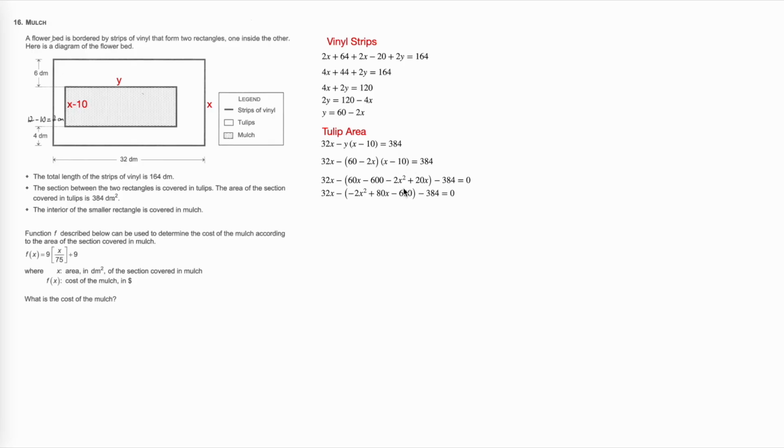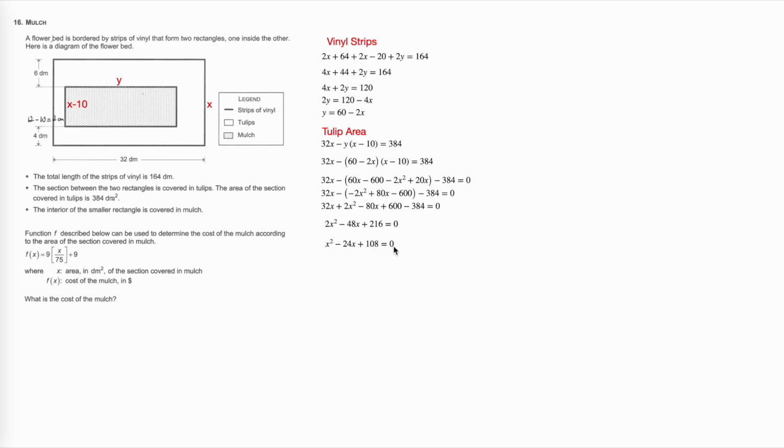Add the like terms together. That gives us, I'm going to put this in the front, negative 2x squared, 60x plus 20x is 80x, minus 600. Then the negative is going to come in and change all those signs. That gives us 32x plus 2x squared minus 80x plus 600 minus 384 is equal to 0. Add the like terms, order it in the right way. We get 2x squared minus 48x plus 216 is equal to 0. I'm going to divide every term by 2. That gives us x squared take away 24x plus 108 is equal to 0.